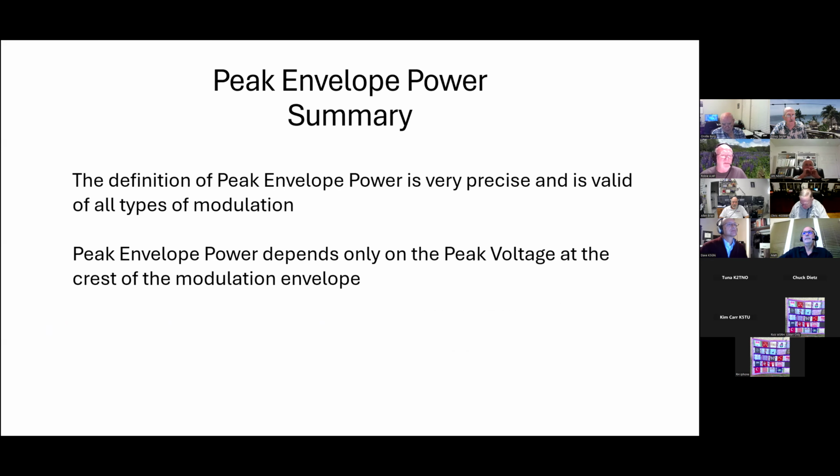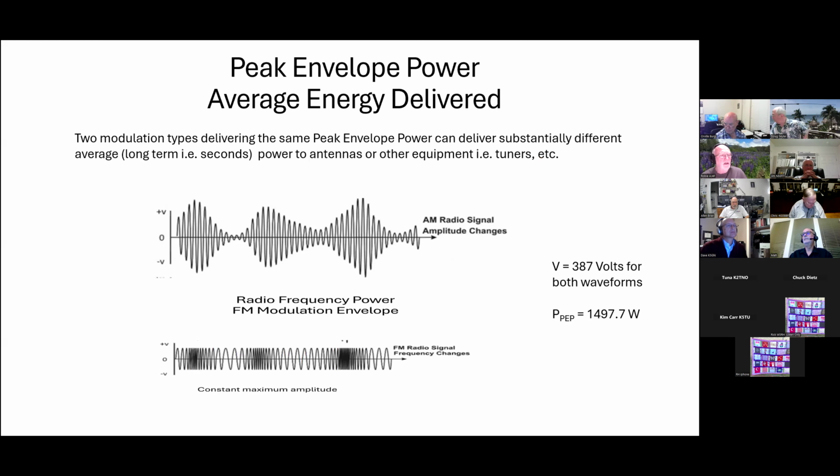So this definition, this peak envelope power, to summarize, is very precise, and it applies to all kinds of modulation. So if you go back, well, I think I've got this in here. If not, I'll go back and explain it. The peak envelope power depends on the peak voltage at the crest of the modulation envelope. So if you look at these two examples, an amplitude modulated envelope, and I took an FM envelope. If they have the same peak voltage of 387 volts, the peak envelope power is exactly the same. It does not matter what, because that's just by the definition.